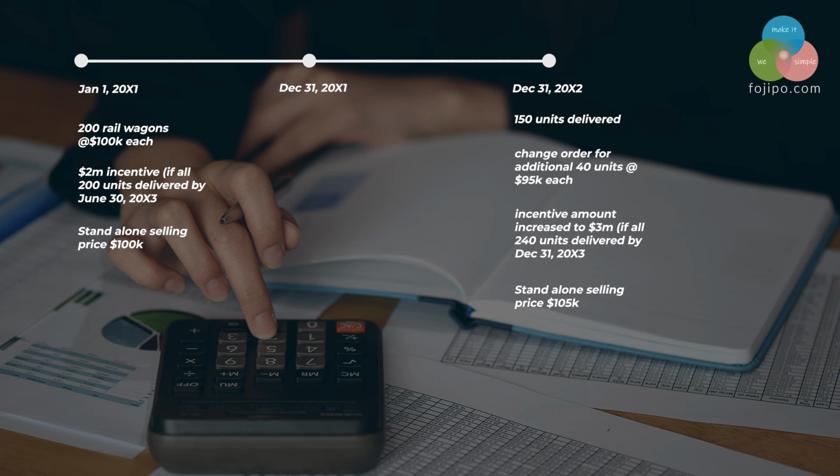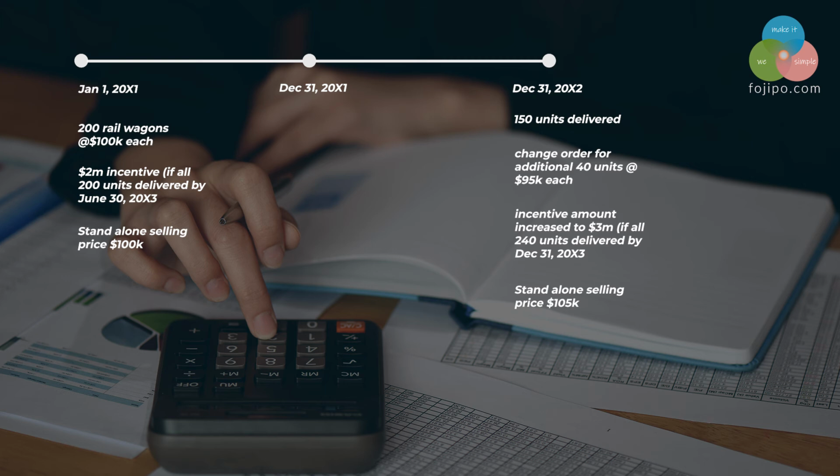So, what we need to do? We need to calculate incentive amount that will be allocated to 150 units delivered to date and need to calculate revised estimate of the selling price at which revenue for 90 units will be recognized as and when they are delivered.